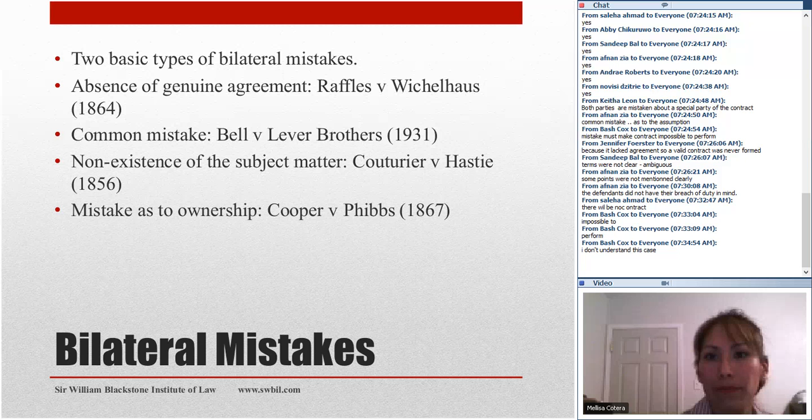Exactly, to the core of the contract. In this case, the parties share a common mistake, which is so fundamental that it goes to the very root of the contract. Mistake as to something the contract is based on. So the shared mistake is so fundamental that it goes to the root of the contract, to the very consideration, we can say. So what happens is that the contract is void, okay?